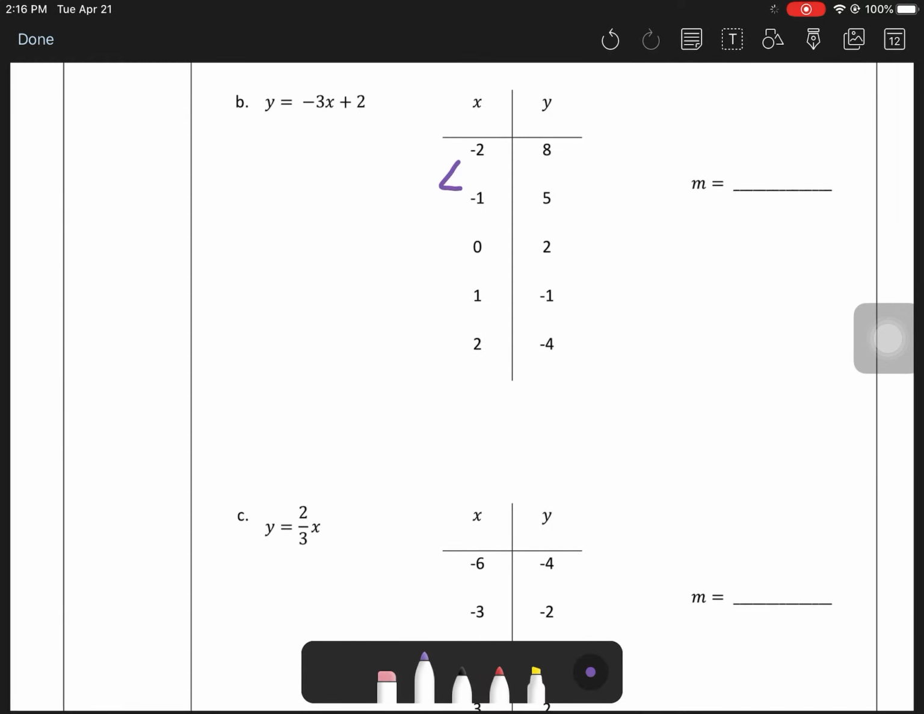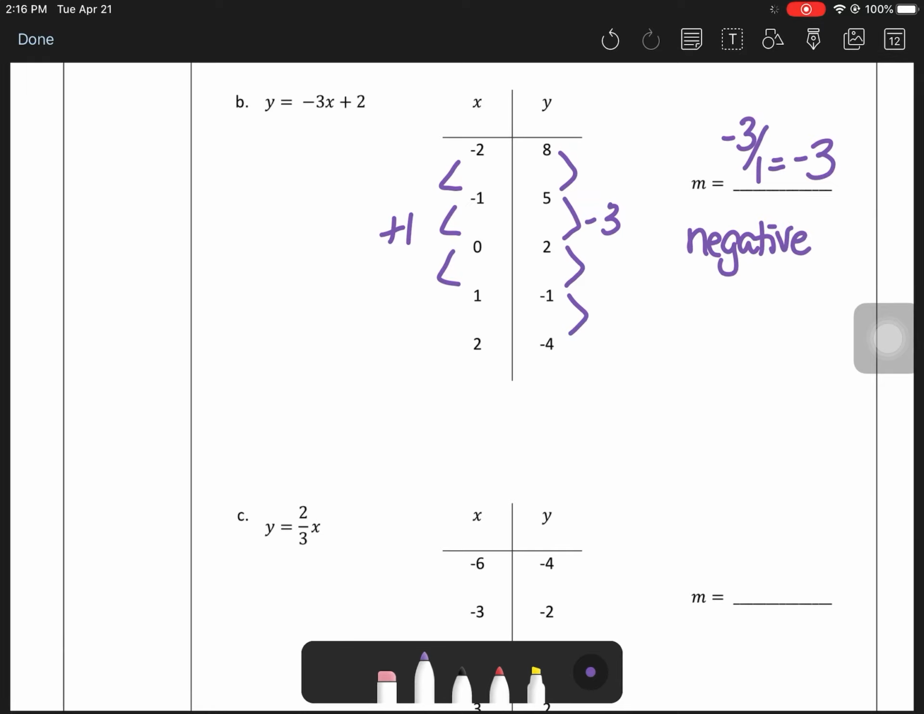So let's try that method on our next one. If you take a look, every single time, these are going up by 1 for our x values. And every single time, these are being subtracted by 3. So our slope as rise over run is negative 3 over 1, which is negative 3, which is a negative slope. And that means it's going down to the right.